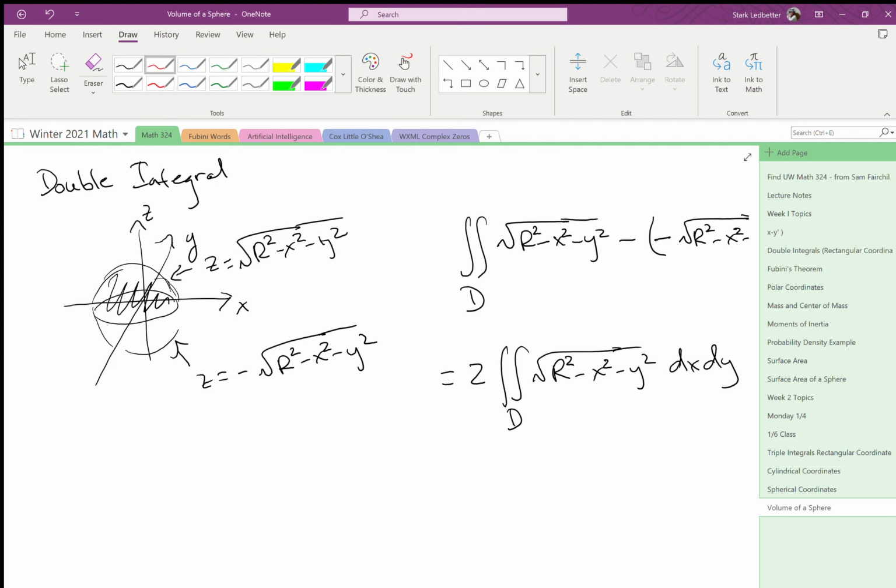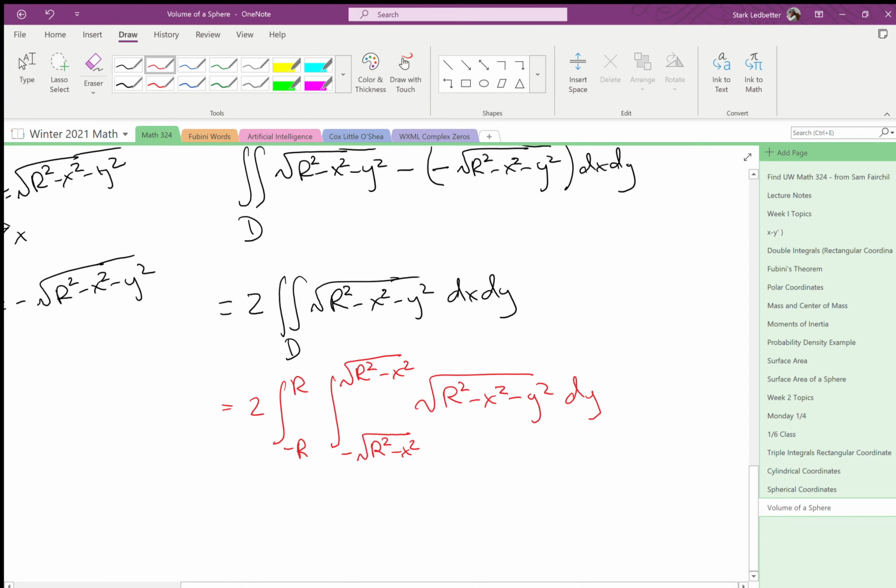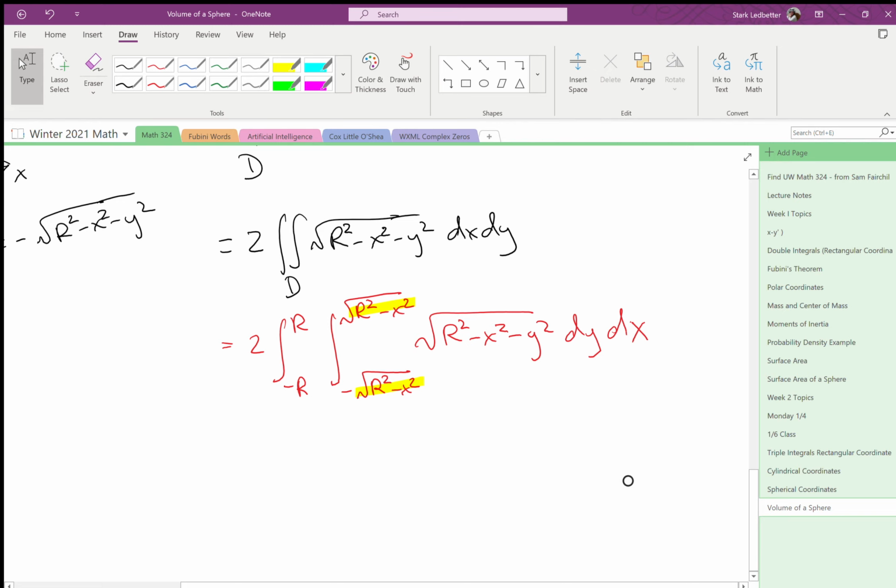Well, that's a circle in the xy plane, circle of radius r. Okay, so if we tried to do this in rectangular coordinates, we would have x going from negative r to r, and then same issue, y needs to go from the bottom half of the circle, which is going to be negative the root of r squared minus x squared, to the top half of the circle, which is the root of r squared minus x squared. Then this is pretty ugly looking. And okay, y now goes on the inside because these are the bounds for y, and x goes on the outside. Okay, great. I don't know how to integrate that.